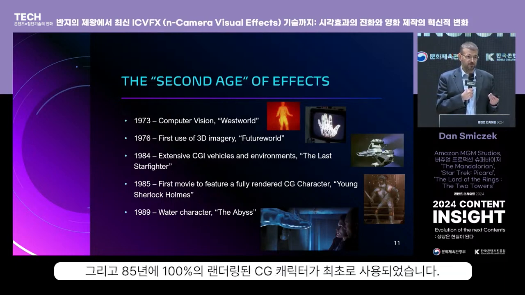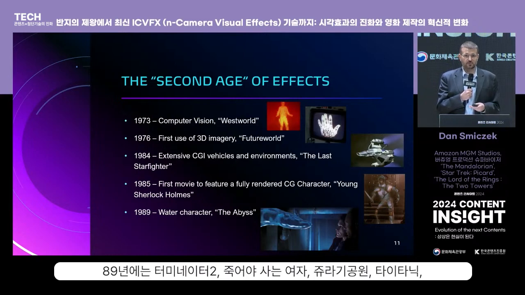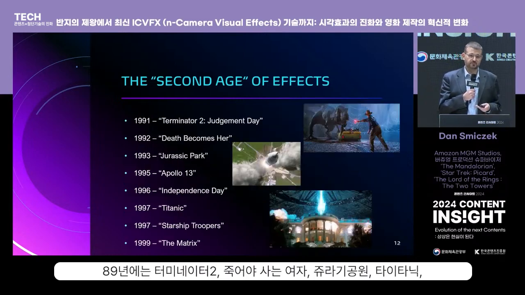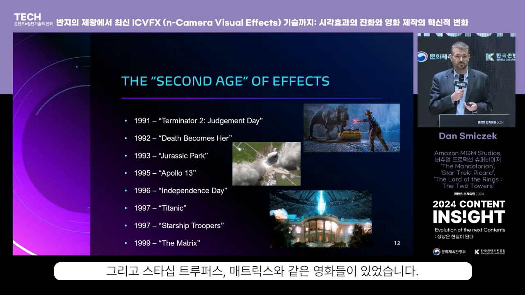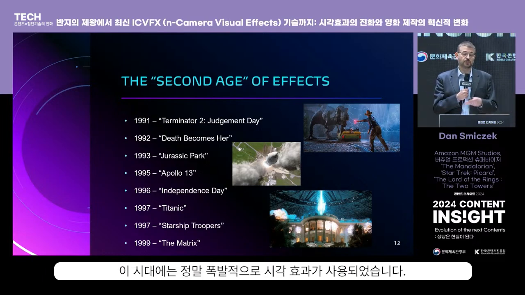And a big one for those of us in the visual effects industry was in 1985. It was the first fully rendered CG character in Young Sherlock Holmes. From there, everything went into turbo. You got 1989, The Abyss. You got Terminator 2. Death Becomes Her was a very big milestone as well. Jurassic Park, of course. Apollo 13, Independence Day, Titanic, Starship Troopers, The Matrix. You can see during that time period, it was an explosion of amazing films that still hold up to this day.